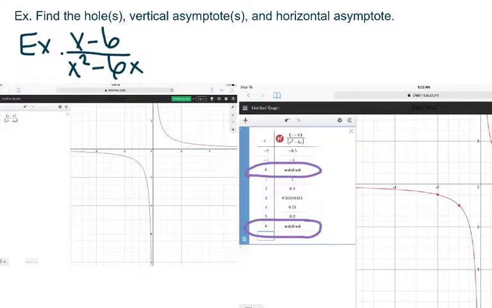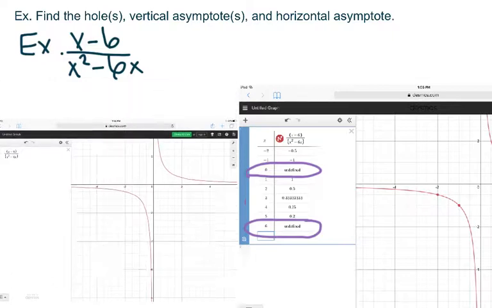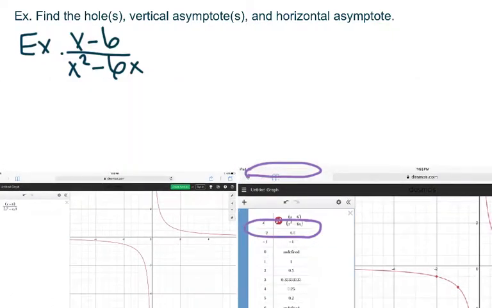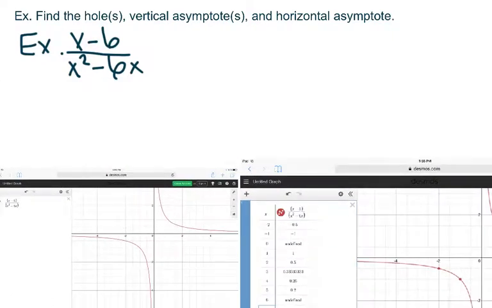Alright, so I'm just going to move these down for right now. Okay, I just needed more room, but now we can see. So the first thing we're going to look for is a hole. So we're going to factor the top and bottom completely. So here's the top, nothing to do there. The bottom I can take out an x, and I'm left with x minus 6.